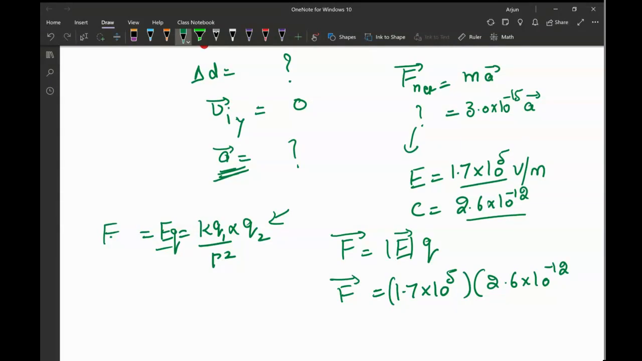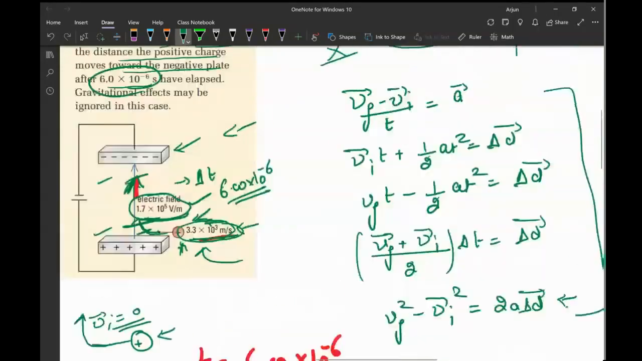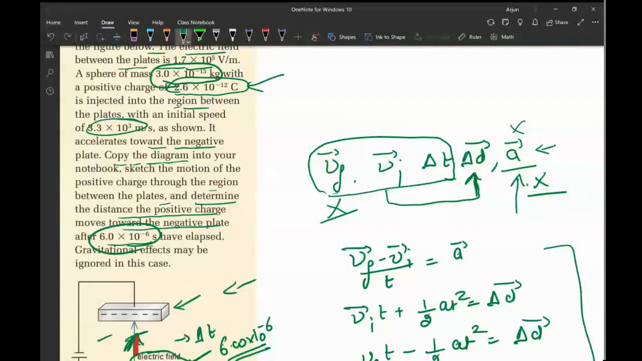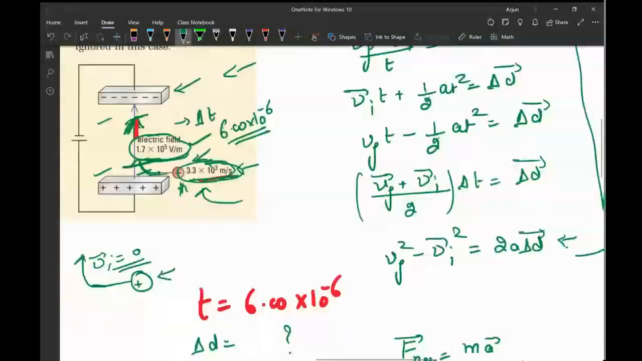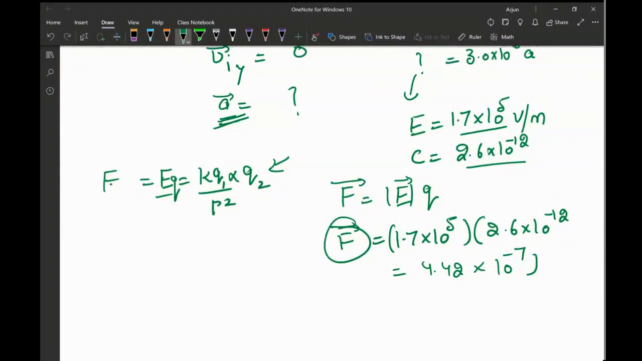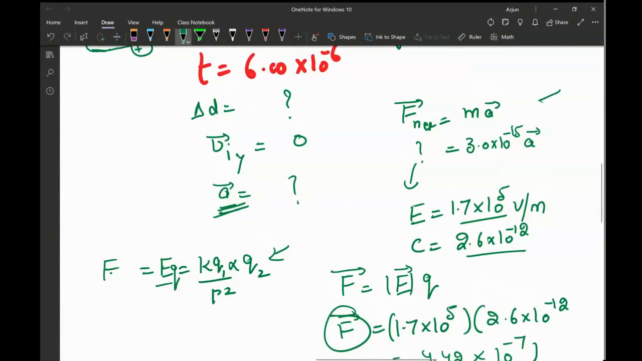So if I multiply these two, that will come out to be 1.7 times 2.6, which is 4.42, multiplied with 10 raised to the power 12 minus 5, that's going to give me 7. So times 10 raised to the power negative 7. I'm just going to quickly verify my values, whether I've taken the correct values or not. Yeah, this is the charge, and electric field is also given to me. Now I'm going to plug this force value back into this equation.